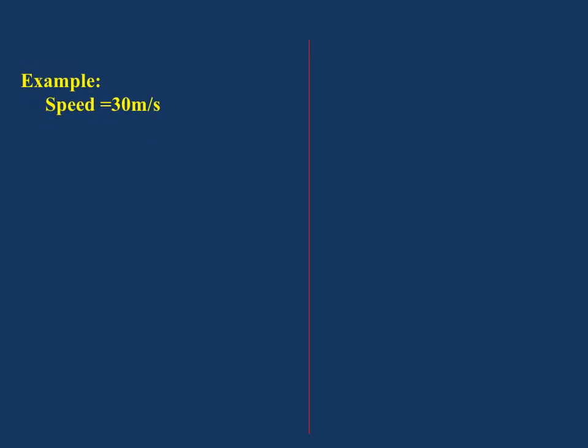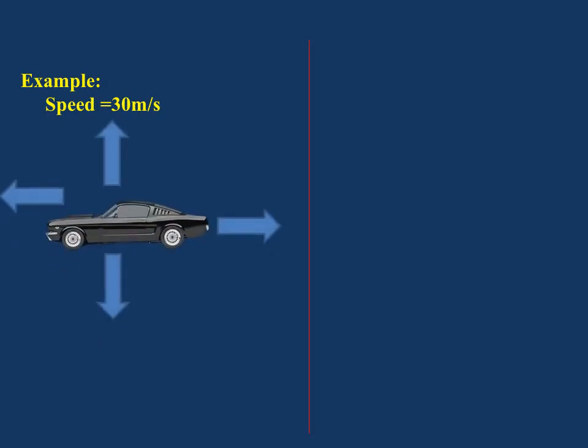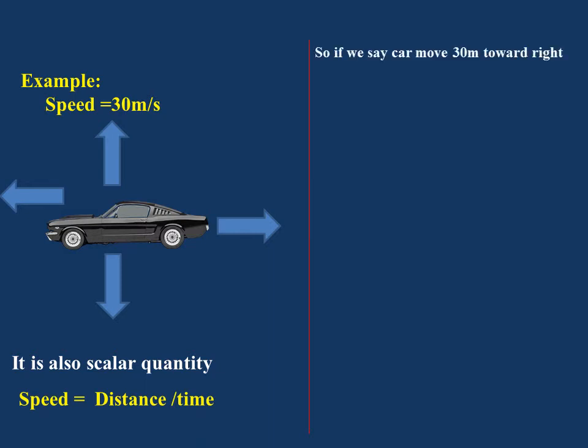Now consider another example. Let's suppose speed is equal to 30 meter per second and a car moves with this speed, but we do not have a direction, so speed is also a scalar quantity. Speed just tells us that a car covers a distance with a speed of 30 meter per second. It means 30 meter in 1 second. So speed is a scalar quantity. Its formula is speed equal to distance over time.